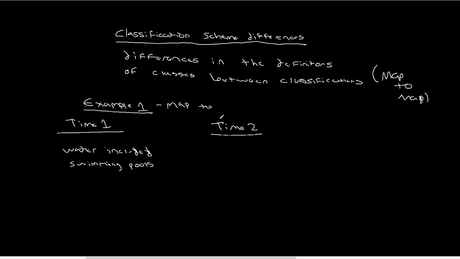Then at time 2, our second classification, maybe you did this yourself, maybe you hired a different company, maybe you had a different friend, maybe you used a different internet source. Either way, you had a different person doing the classification. And in their classification scheme, water did not include swimming pools. They made a specific choice not to include swimming pools as water, as a definition of the class in time 2.